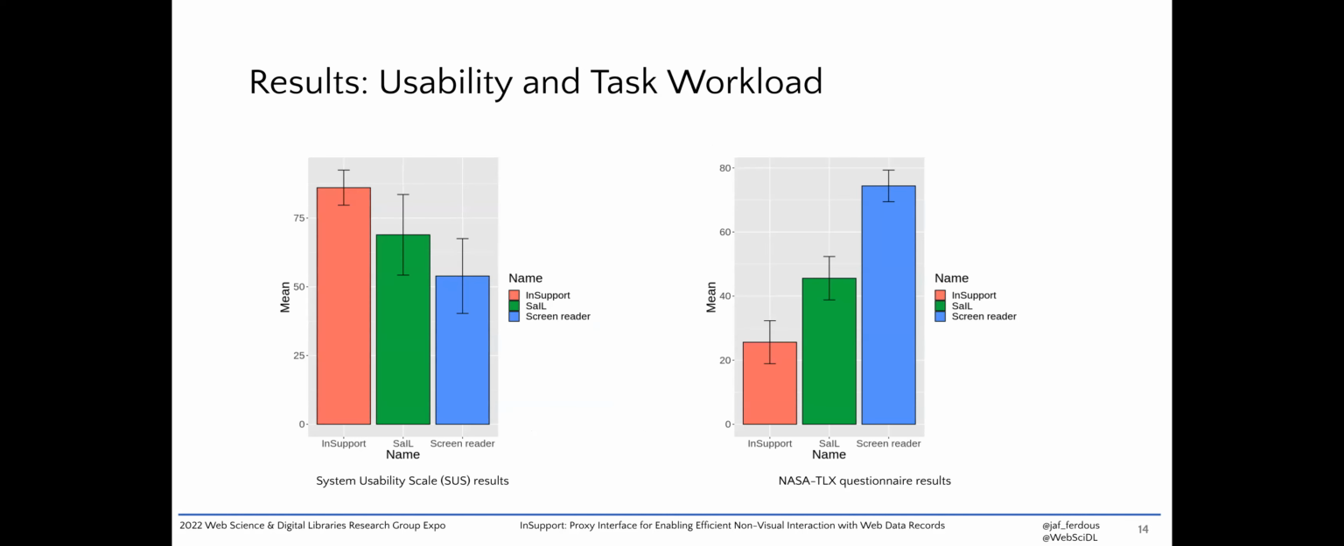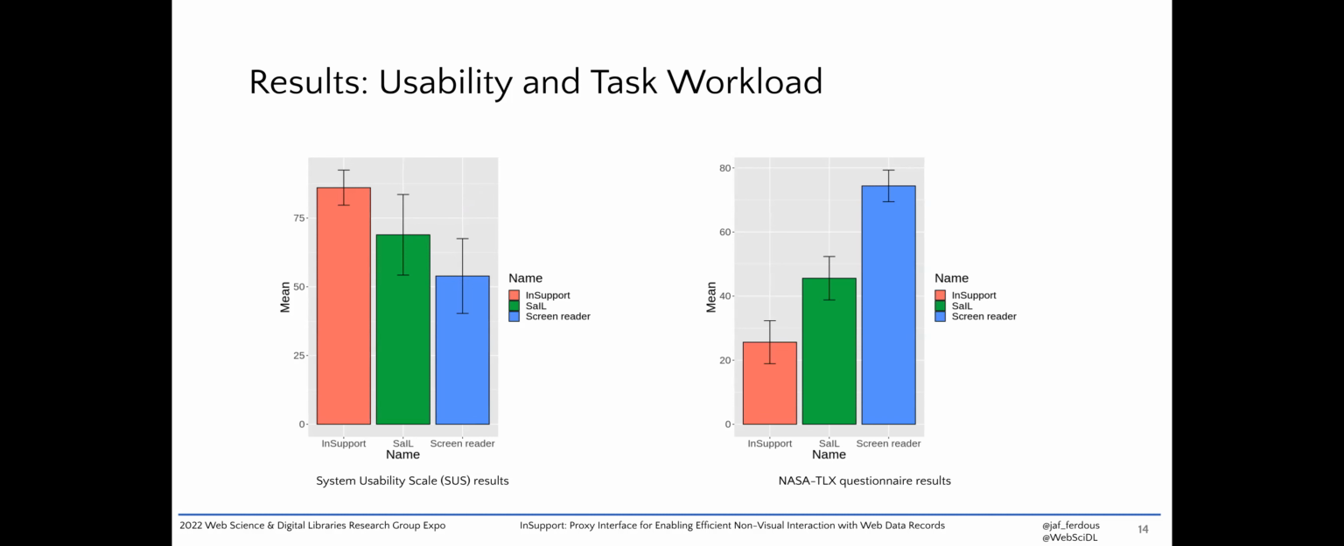The System Usability Scale score measuring usability was significantly higher on average for the InSupport condition compared to the other two study conditions. Likewise, the TLX score measuring task workload was significantly lower for InSupport, and the ratings for the individual TLX subscales were more uniform, with no obvious pattern.